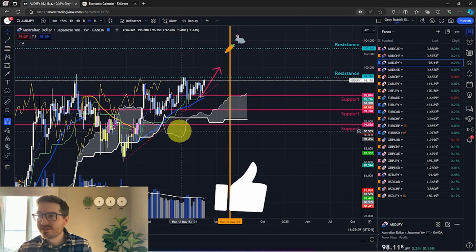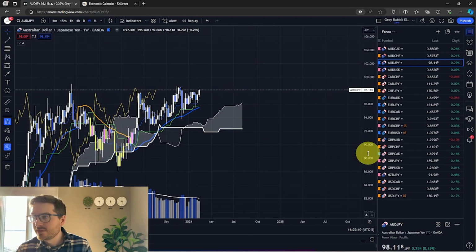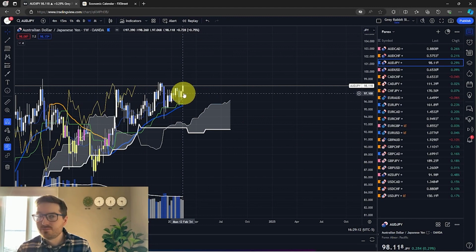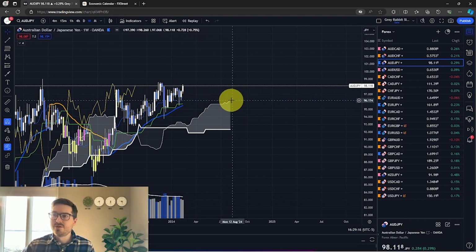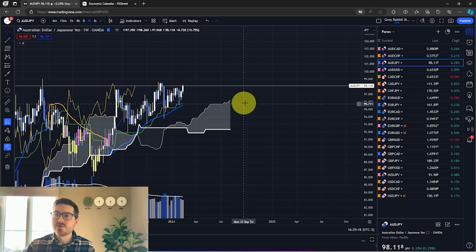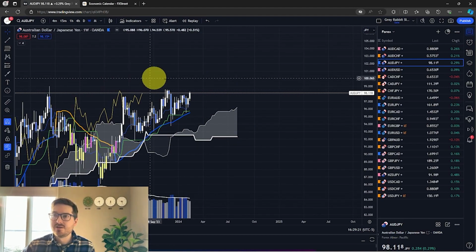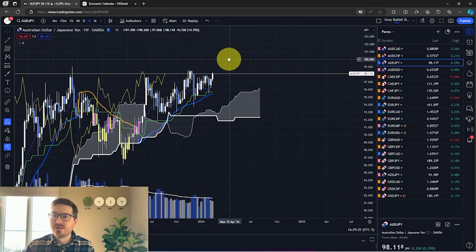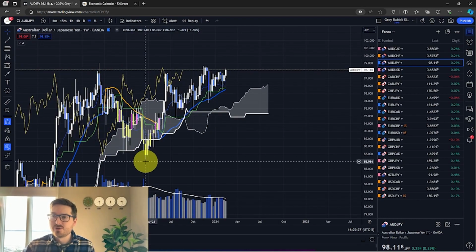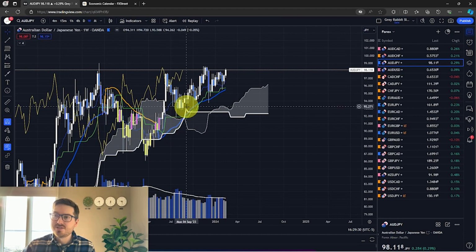Overall, I'm bullish on this pair. Now, let me just clean this up real quick. We've got the Tenkan-sen pointing up, Kijun-sen flat, and Senkou Span A pointing up and Senkou Span B flat. So overall, guys, we're waiting for this to break out on the weekly chart, which it looks like it's getting very close to.